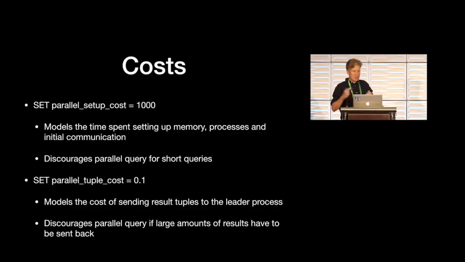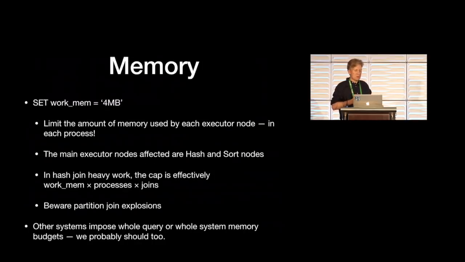There's also a cost for sending tuples between worker processes and the leader process, which ultimately needs to give tuples back to you, so they need to go through shared memory, and there's a cost per tuple that we charge in the costing. So both of those things discourage parallelism in cases where it's not a good idea and not going to pay off, right?